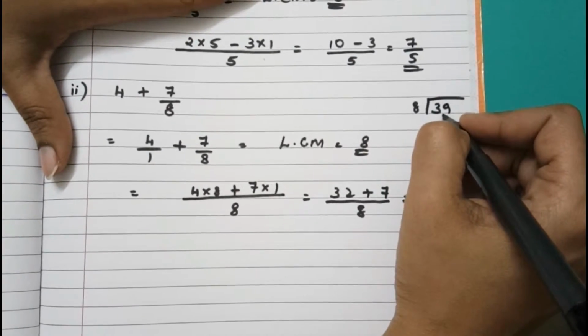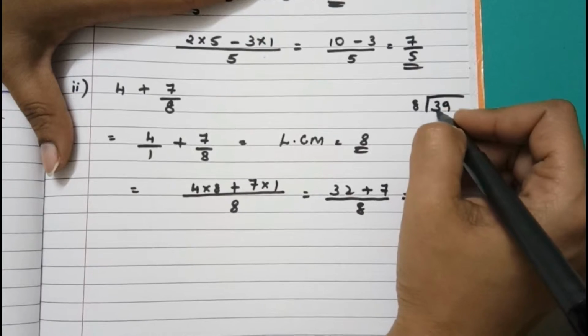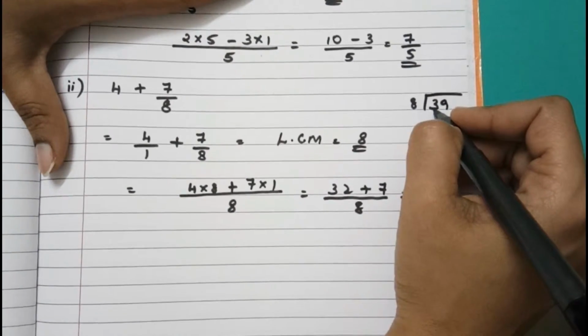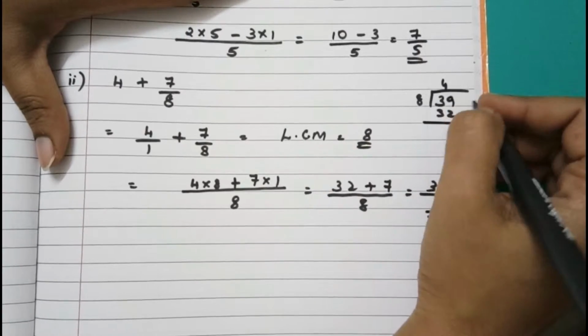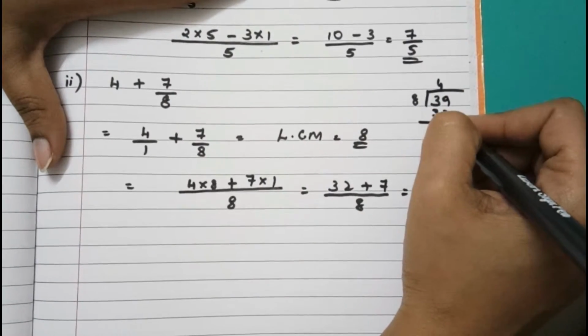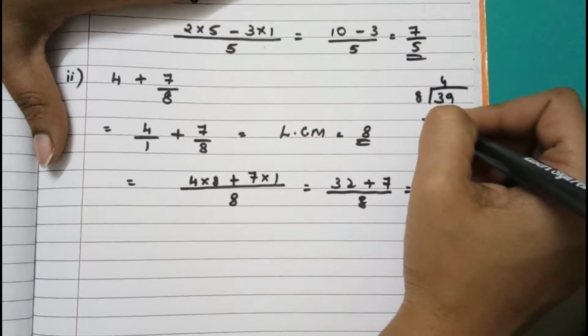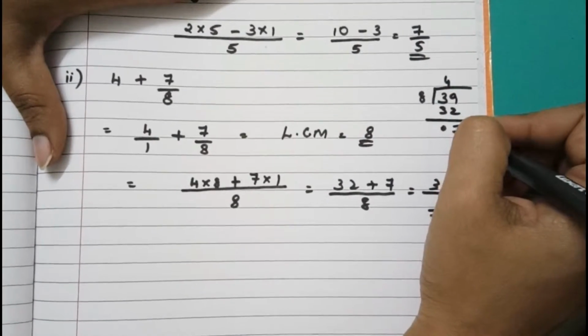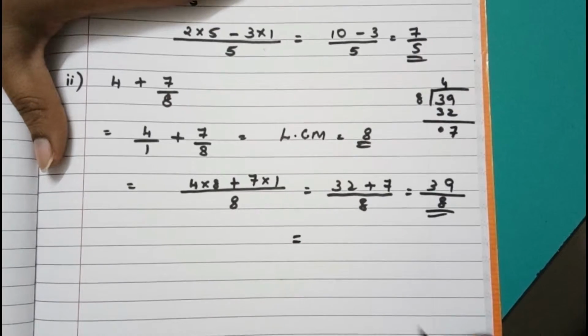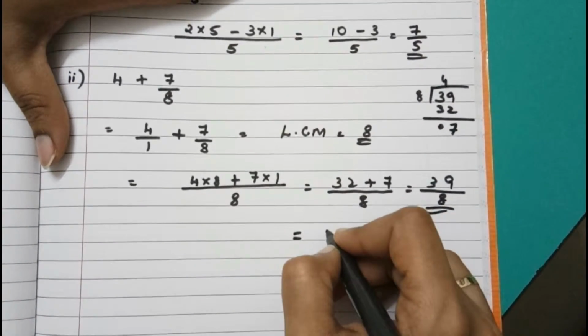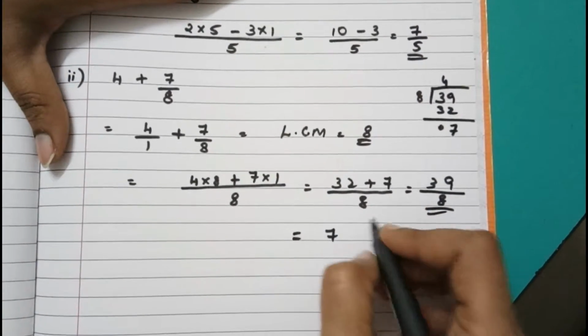Now, 8 will go in 39 how many times? 8 4s are 32. 8 5s are 40. So, 8 4s are 32. 9 minus 2 is 7 and 0. Okay. Now, will 8 go here? No. So, what is the answer here? The answer is 7.